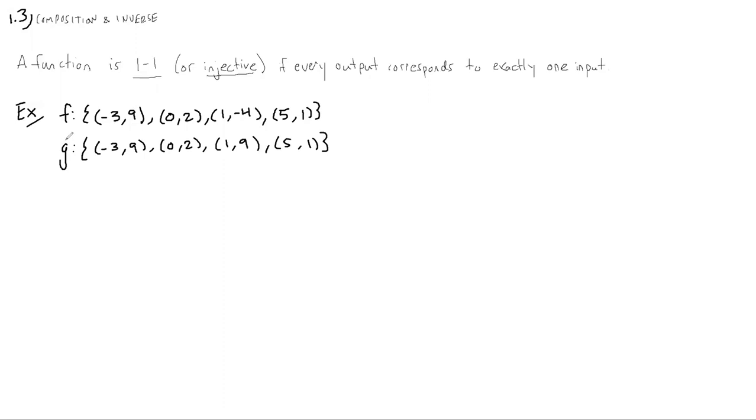So we'll look here, we have these two functions f and g. You can check they are both in fact functions. What we're going to look at here is just whether or not they are one-to-one. If you have a look at the first one, we'll see the output 9 only comes from -3. The output 2 only comes from 0. The output of -4 only comes from 1, and the output of 1 only comes from 5. So that one actually is a one-to-one function.